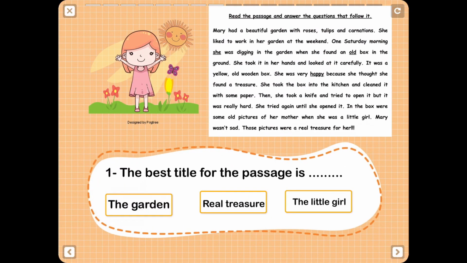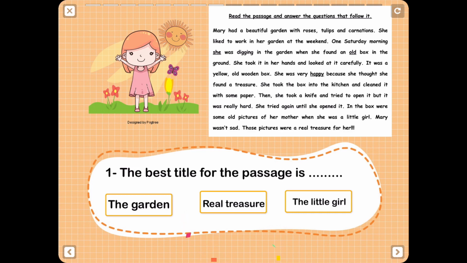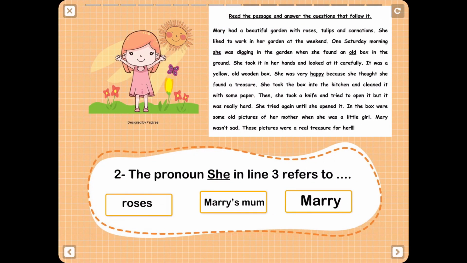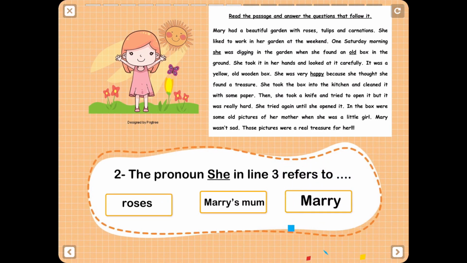Now read the passage again and find out the best title for this passage. What is the best title for this passage? The garden, real treasure, the little girl. Real treasure, yes, very good. Number 2, the pronoun she in line number 3 refers to roses, Mary's mom, or Mary. Look here in line number 3. She was digging in the garden. Yes, excellent. She refers to Mary.